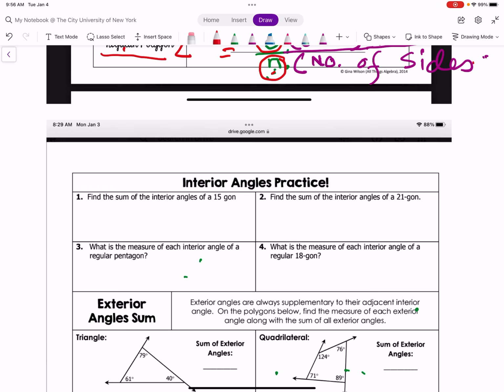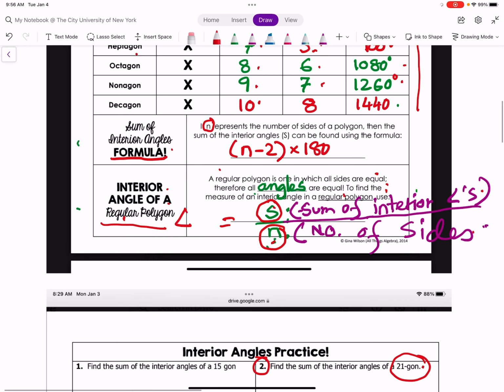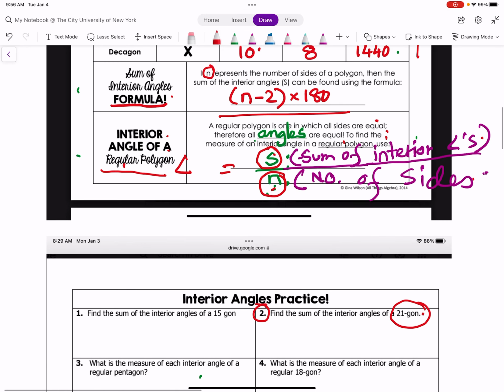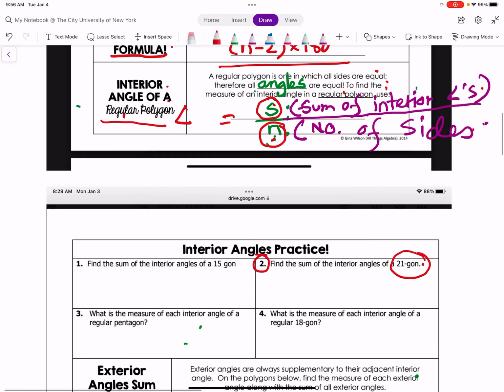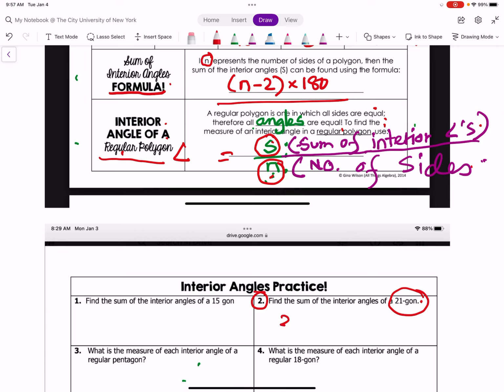So let's go on with some of the problems. Let me do number 2. Find the sum of the interior angles of a 21-gon. Gon means side. So how do you do that? We go back to the formula. This is 21, so our n is 21. So we say 21 minus 2, as in the formula, and then you multiply it by 180. So how much do you get? You get 19. Let's multiply with 180.